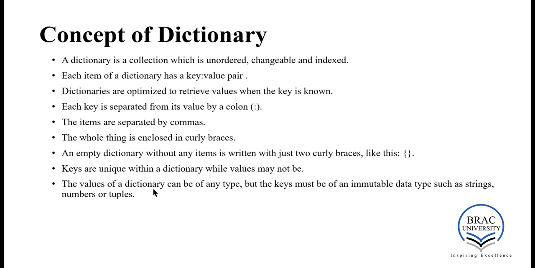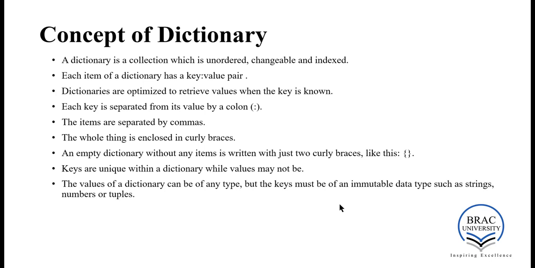And keys are unique within a dictionary while values may not be. So we'll learn about it, why we need to have unique keys. And the values of a dictionary can be of any type, but the keys must be an immutable data type such as string, number, or tuples. So, what does it mean by immutable data types? It means the data types cannot be changed. My key value cannot be changed. So, why it shouldn't be changed? We'll talk about that later in this video actually.